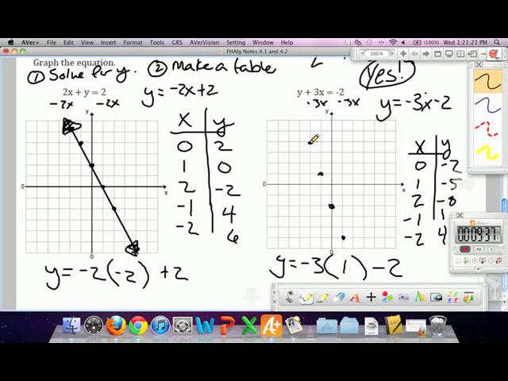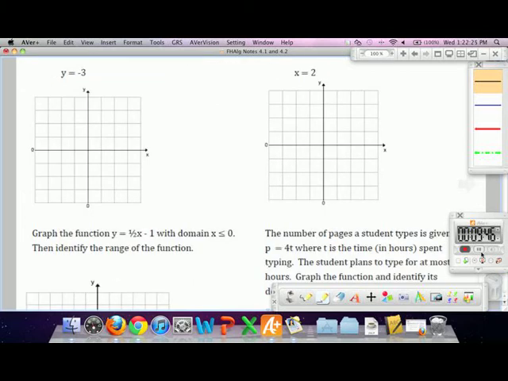And draw yourself a straight line. Y equals -3. What this is saying, since there are no x's, is that when I make a table of values, y is always -3, no matter what I choose for x.